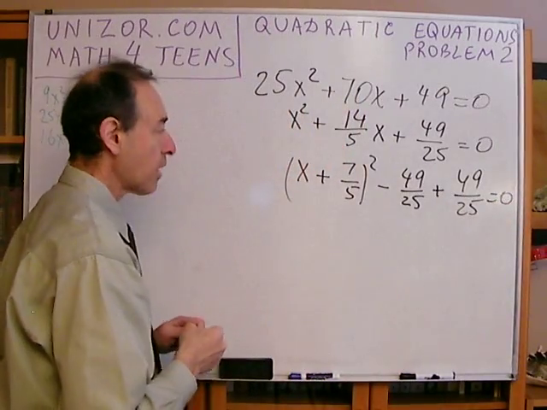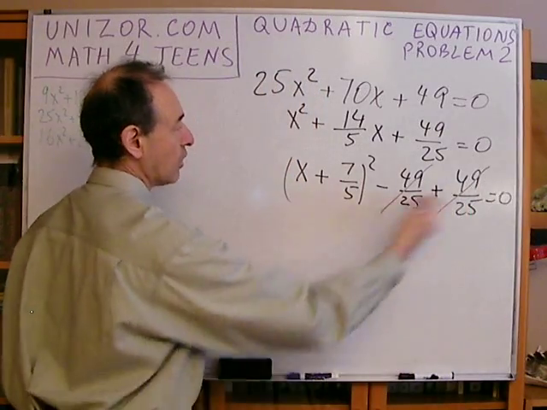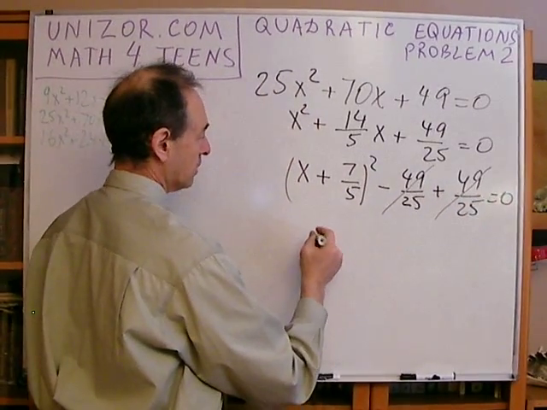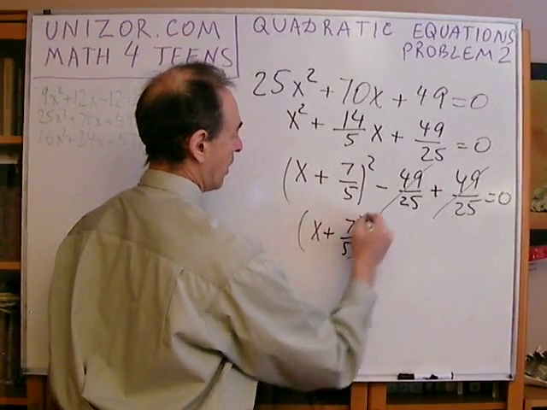Now, what's interesting about this equation? Well, obviously, we don't have anything on the right side of the equation. We have x plus 7 fifths squared equals 0.